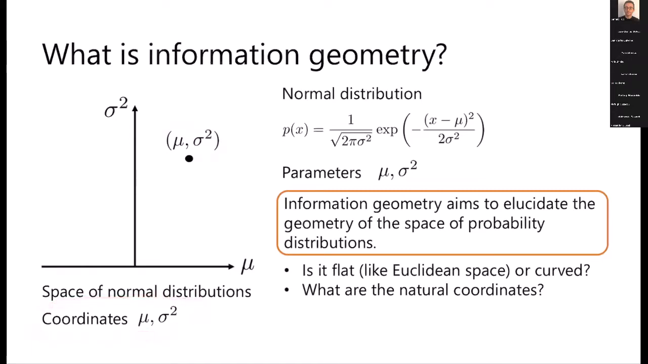Information geometry aims to elucidate the geometry of the space of probability distributions. It asks questions such as: is it flat like a Euclidean space, or is it curved? How much is it curved? And what are the natural coordinate systems to describe this probability space?